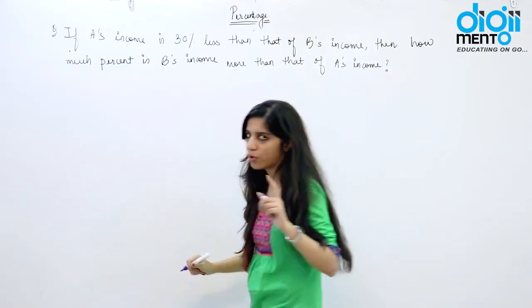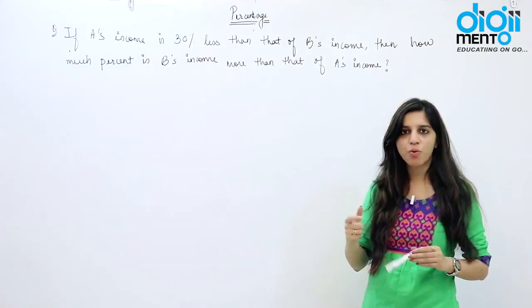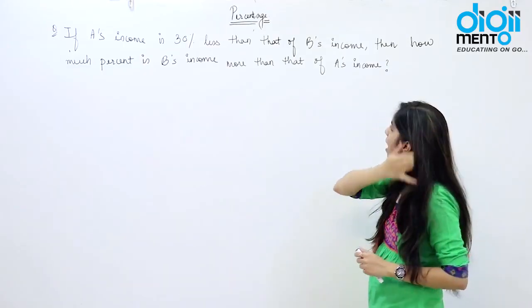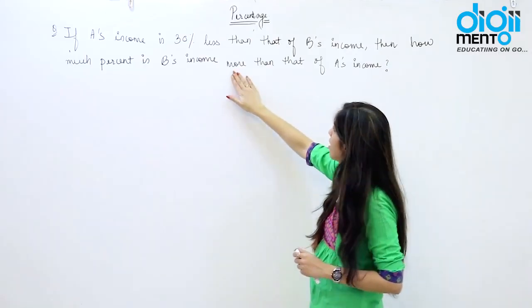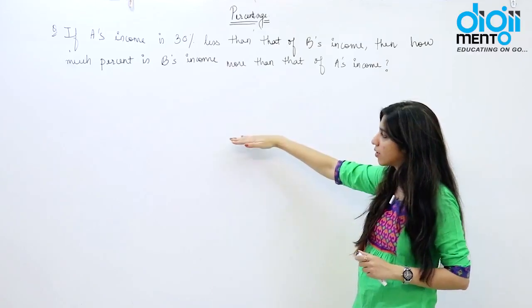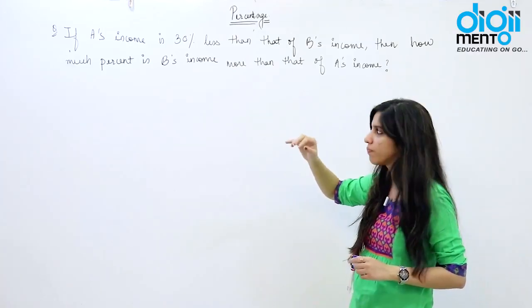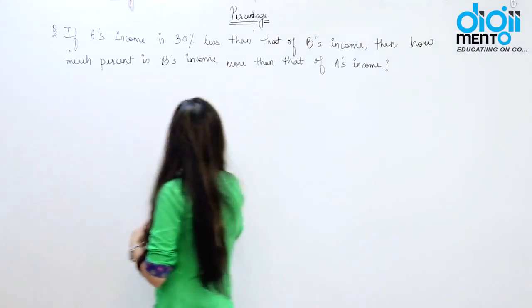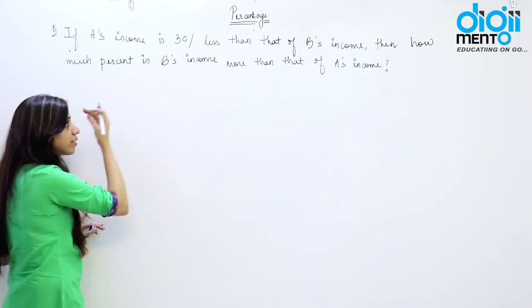And okay, one more thing. Reference is going to change. Whenever they ask how much income more than that of A income, all this, then the denominator is going to change. Let us start with a small example. We are going to come to this question later.